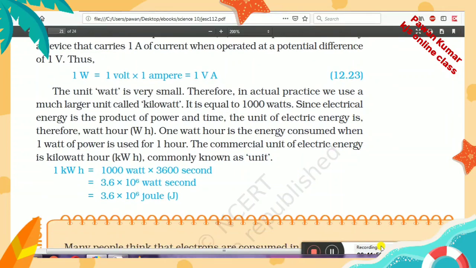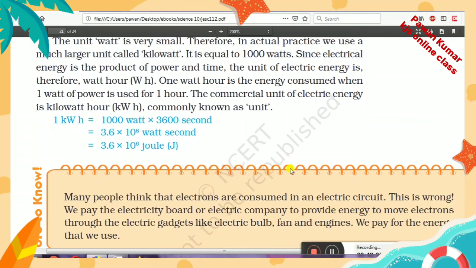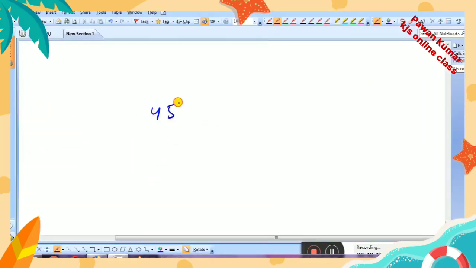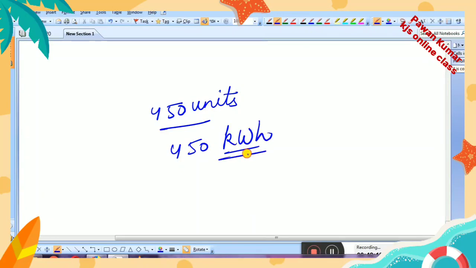Children, when the electricity bill of your electricity consumption comes to your home, it comes in the form of units only. So what are these units? Suppose the bill is 450 units. Then what does it mean, children? It means that you have consumed 450 kilowatt hour electrical energy. This is the meaning of 450 units.